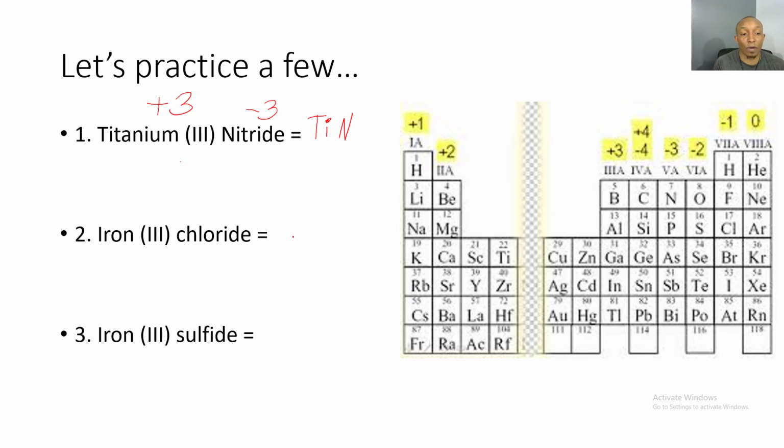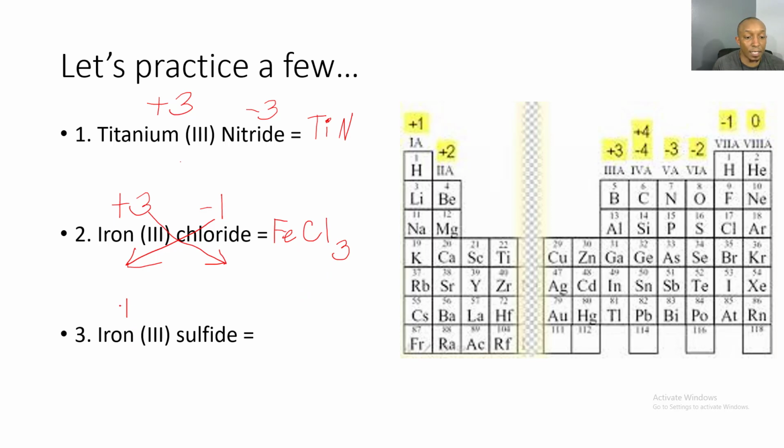We have iron chloride. If we look, iron has a +3 charge, and chlorine has a -1 charge. So now +3 and a -1, they don't cancel each other out. But what we're going to do is we're going to cross our charges. So I'm going to bring my +3 here, bring my -1 here. So the symbol for iron is Fe, and the symbol for chlorine is Cl. But since I crossed my charges, I'm going to have a 1 right here, which I don't have to put, and I'm going to have a 3 right here for chlorine. And now let's take a look at our last one.